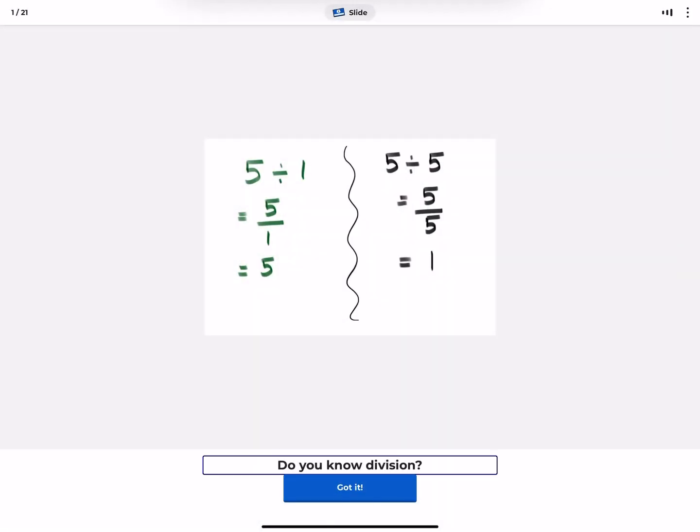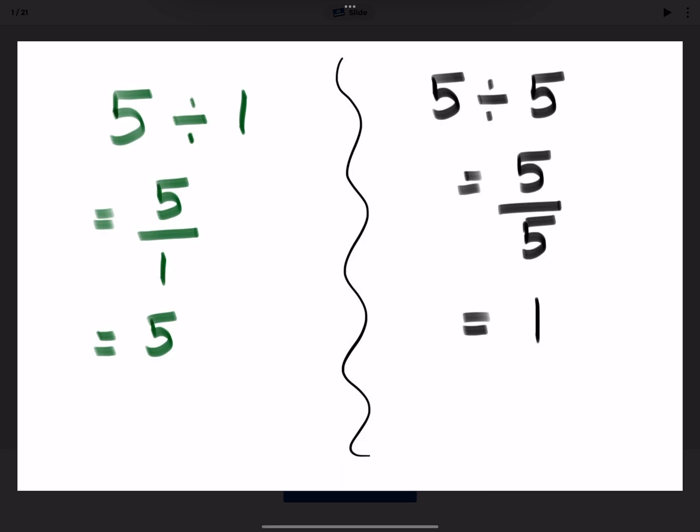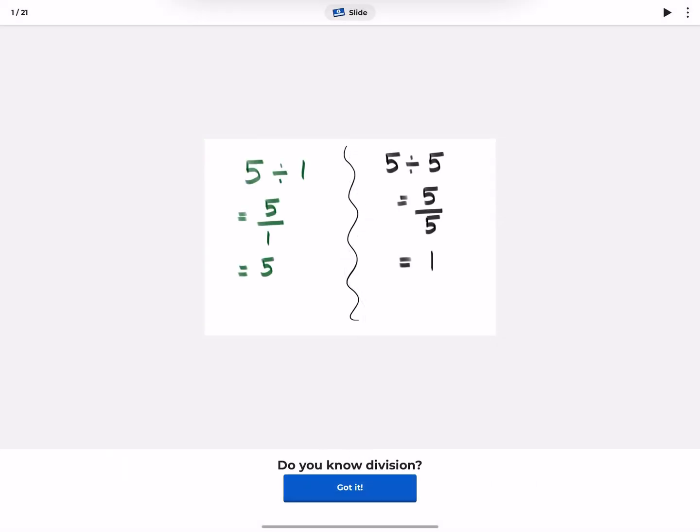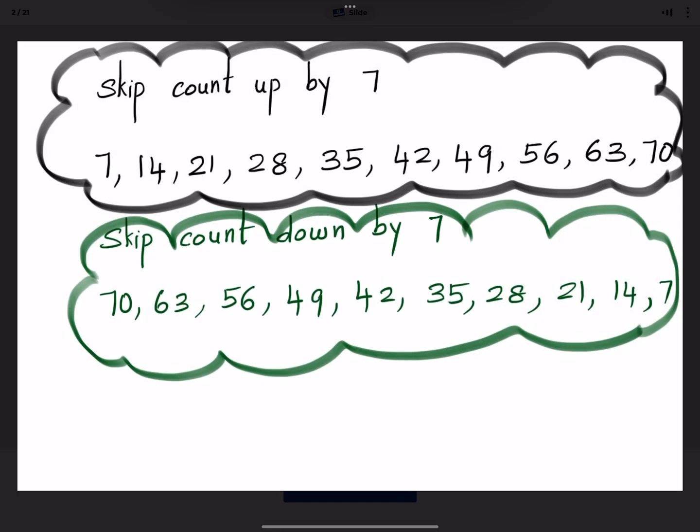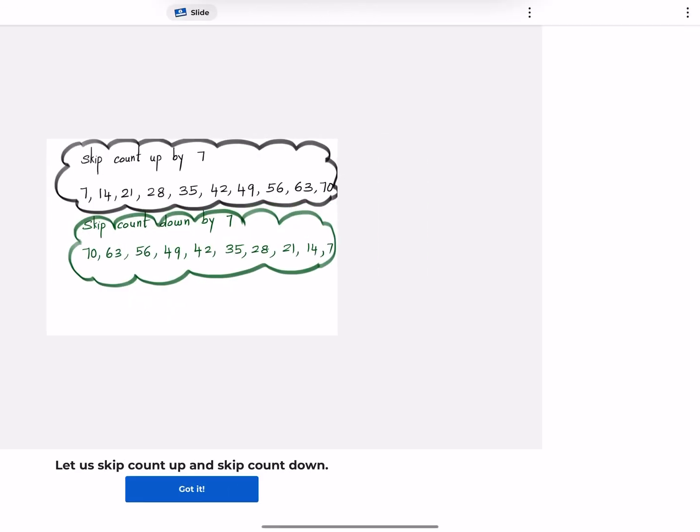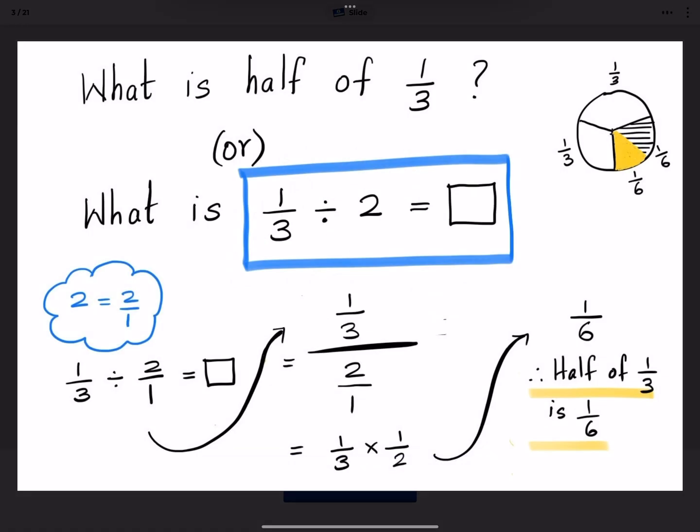Do you know division? Let us skip count up and skip count down. Do you know half of 1/3? The half of 1/3 is 1/6.